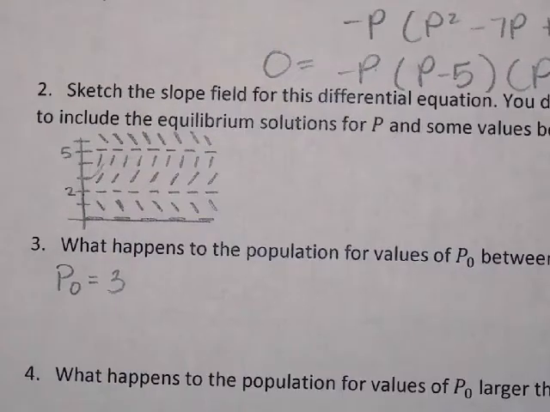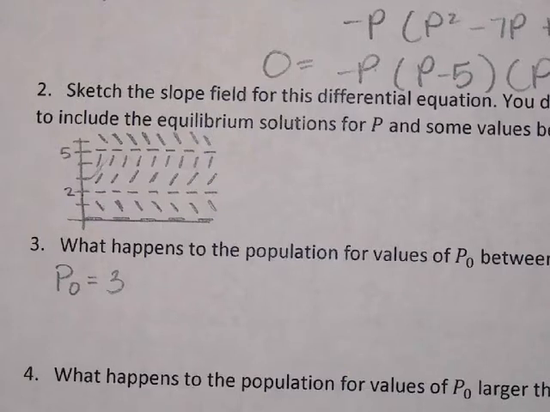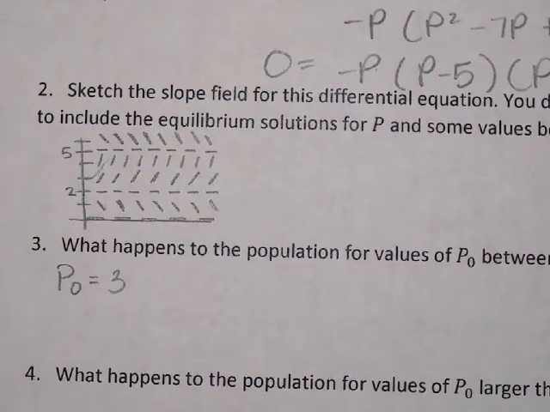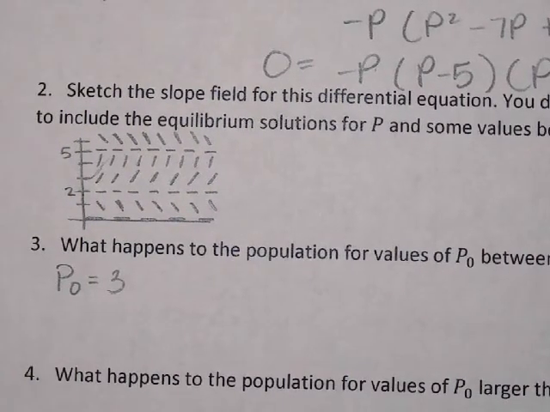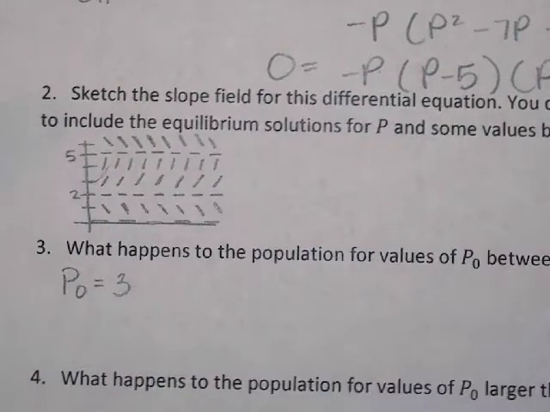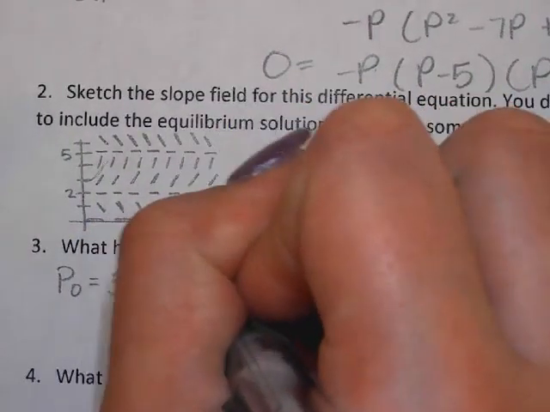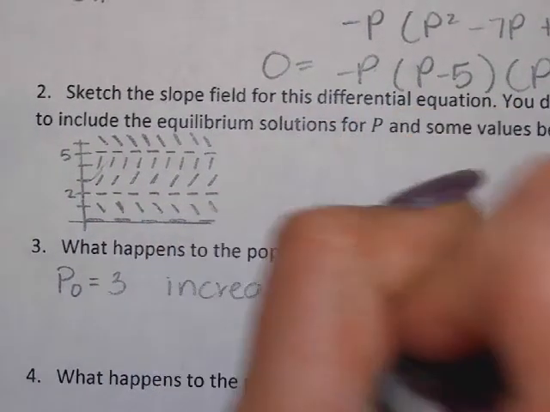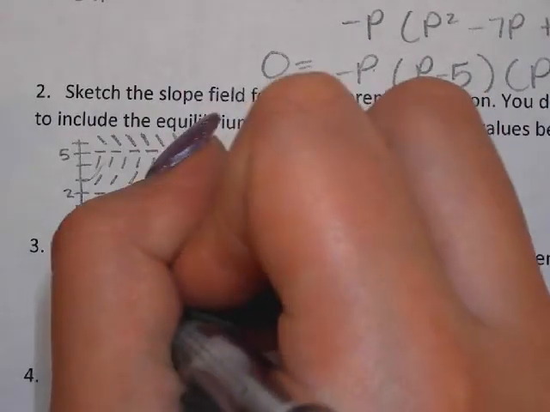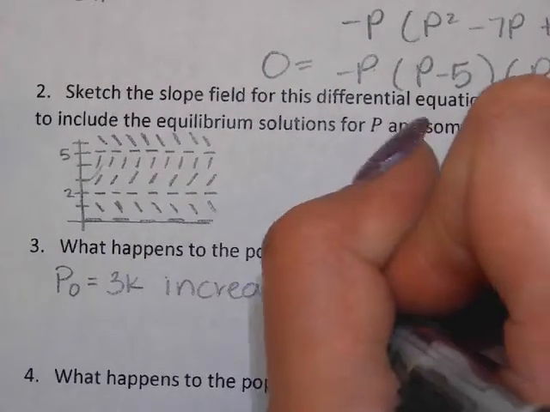Okay. What if we started at 1,000? It would decrease and then flatten at 0. Well, what if we started at 10,000? I'm assuming it would decrease until it hits 5,000. Okay, so if we start at 3,000, it would increase to 5,000.